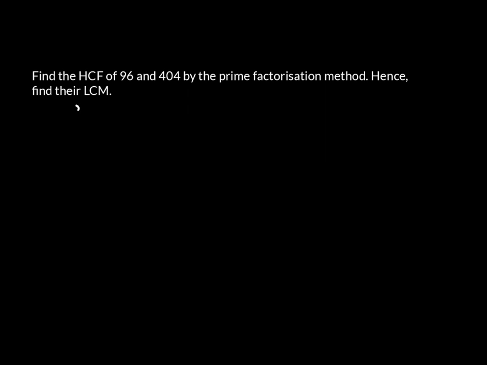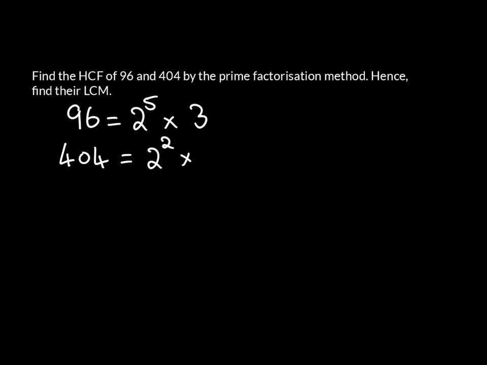The prime factors of 96 are 2 to the power 5 times 3. If you do the prime factors individually, then you land up with 96 equal to 2 to the power 5 times 3. And the prime factorization of 404 will be 2 to the power 2 times 101.